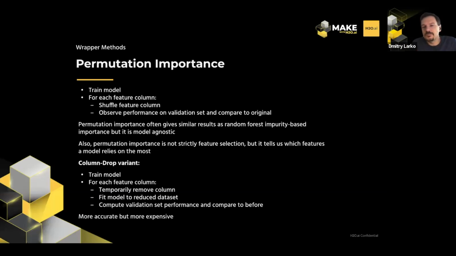Again, the idea is pretty simple. You train a model on a full data set, and you measure the performance on a validation set. Then you drop one column from the data set, train a new model on it, measure it on the same validation set, drop another column, and repeat this process for as many columns as you would like to measure, or you have. It's more accurate but more expensive in general, because you have to retrain the model on every single step.